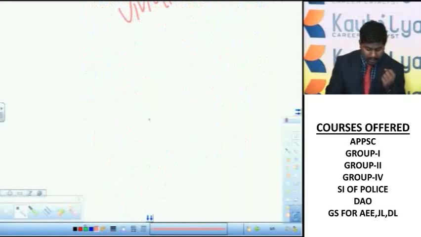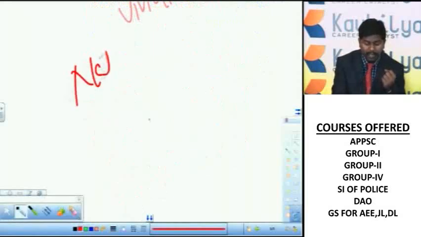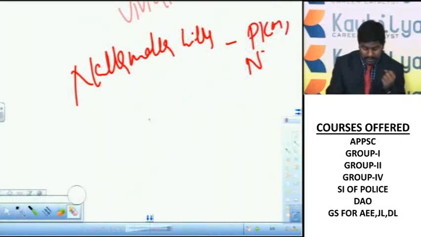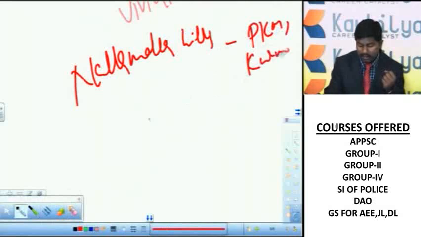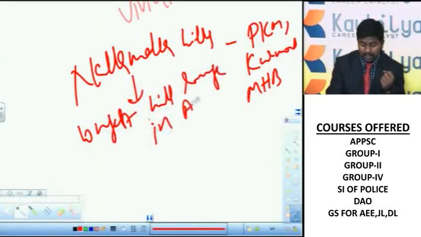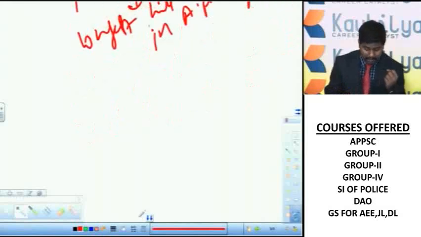And these are called Nallamala Hills, which extend from Prakasam and Kurnool districts up to Mahabubnagar district of Telangana. Today it is the longest hill range in Andhra Pradesh, the Nallamala Hills, along the borders of Prakasam, Kurnool and Mahabubnagar districts.